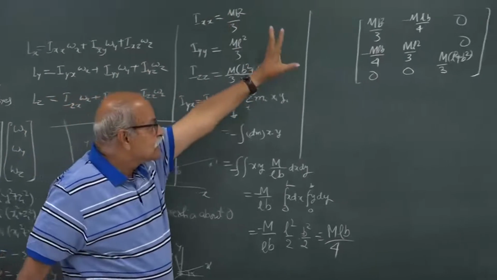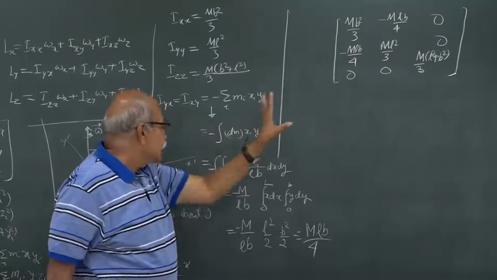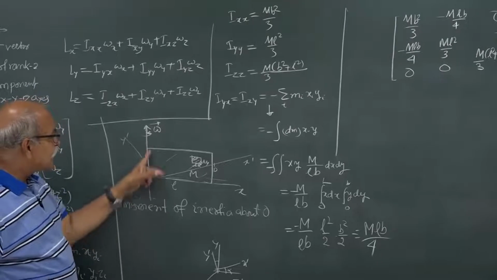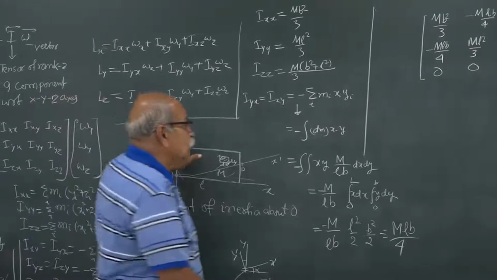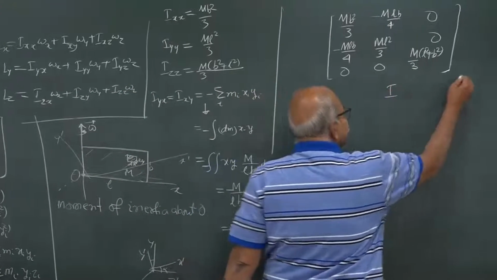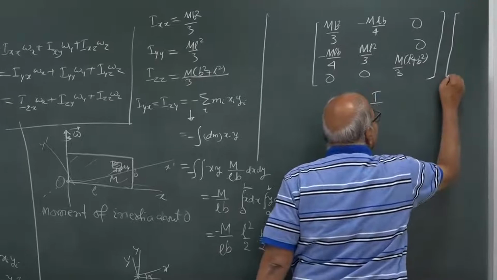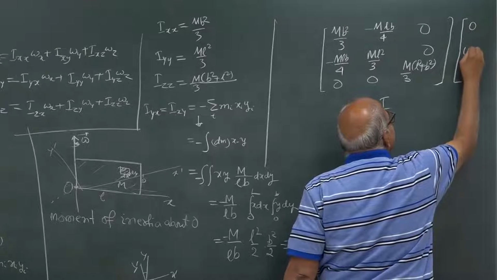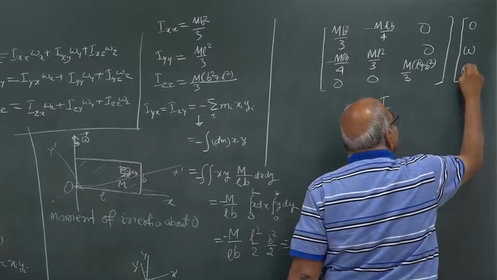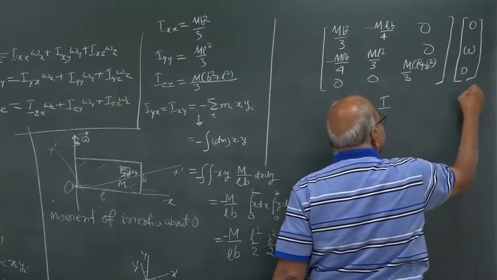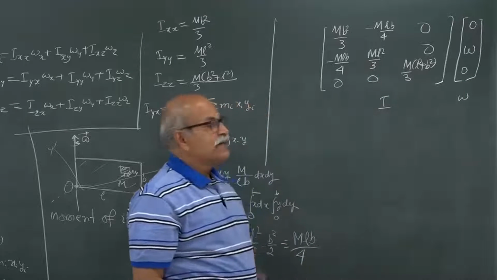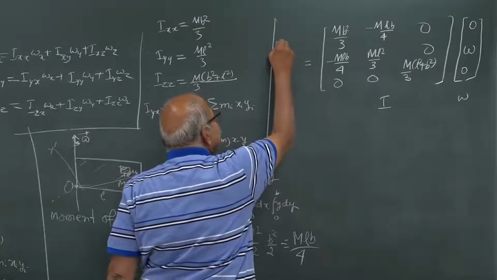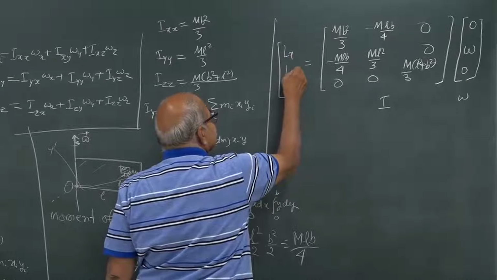So, this is our moment of inertia tensor components, and we are interested in the angular momentum. So, what is omega? Omega is along the y axis. So, omega we will write omega x, omega y, omega z. X component of omega is 0, y component of omega is omega, and z component is 0. So, this is our omega, angular momentum vector. This is moment of inertia tensor. And when you do this matrix multiplication, what you get is your angular momentum vector, Lx, Ly, Lz.